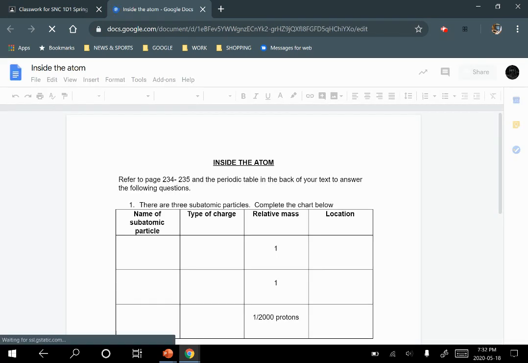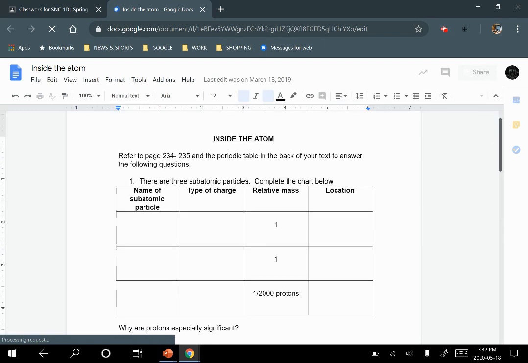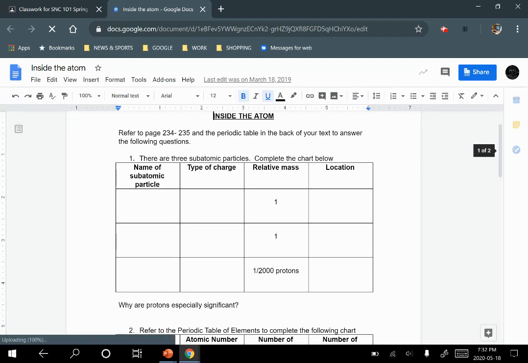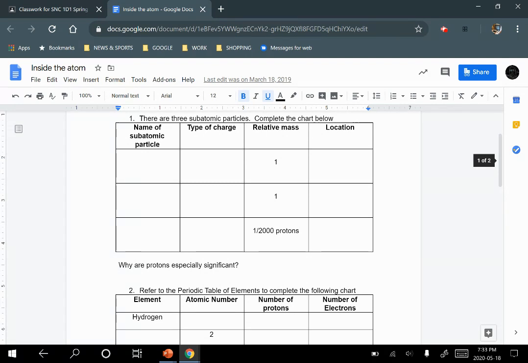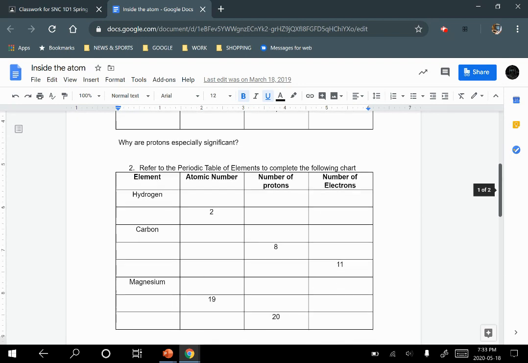But to go with this lesson, all I need you to do is fill out this Google Doc on Inside the Atom, in which you refer to page 234, 235, and the periodic table in the back of your book to fill out these things on subatomic particles, first of all, which in this lesson we covered: the names, the type of charge, and the location. Location, I'm just talking about inside the nucleus or outside the nucleus. Two of them are inside the nucleus, one of them's outside. It does tell you the relative masses. That's going to be in the section, so you'll have to look at that. One of the particles is a lot lighter than the other two, and two of them are almost equal.